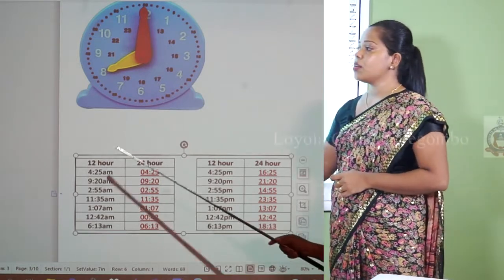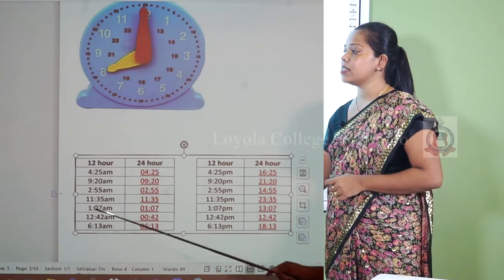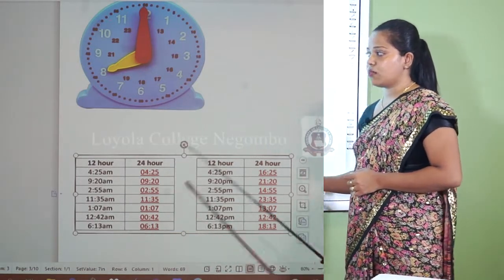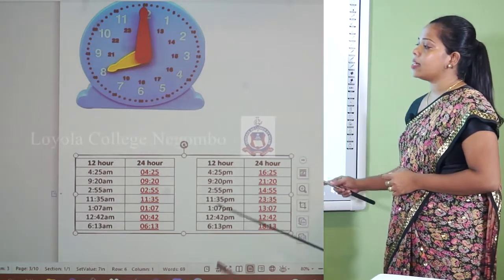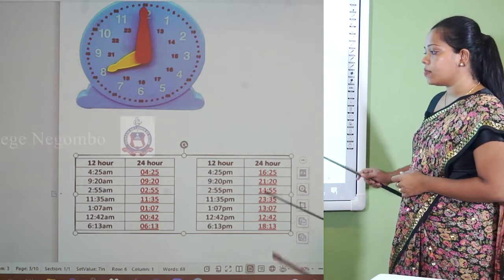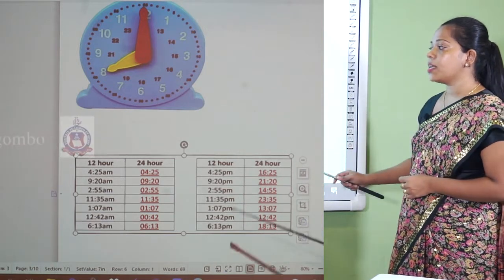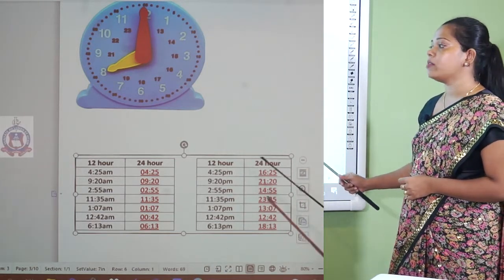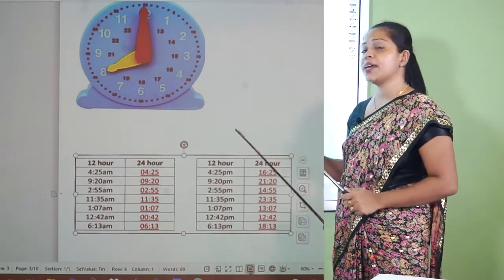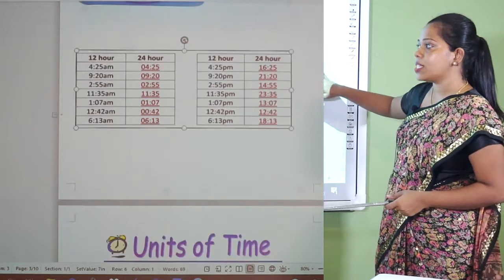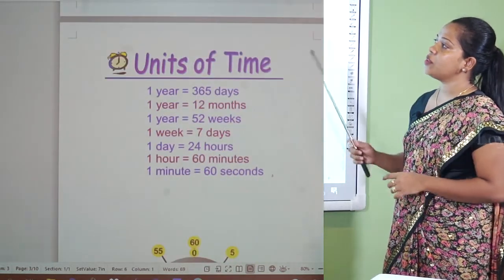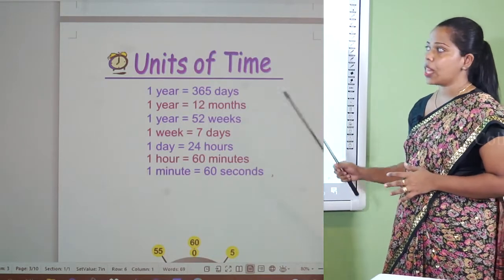So here you learn how to convert the times given in AM, that means 12-hour clock time, to 24-hour clock time, and here the 12-hour time is given using PM. So how to convert those? When a time is given in PM, you need to add 12 to that number. You learned this in time part 1. I'm just reminding you of these things, and I have given you a few units of time.